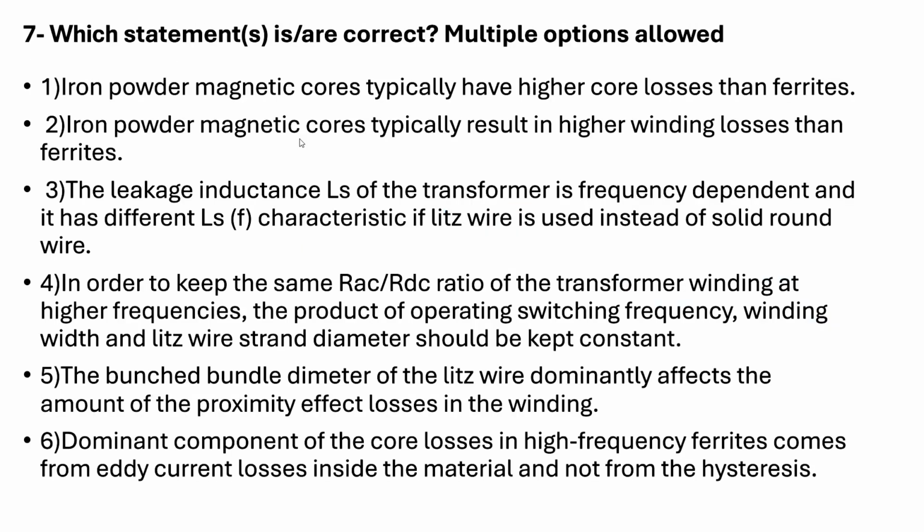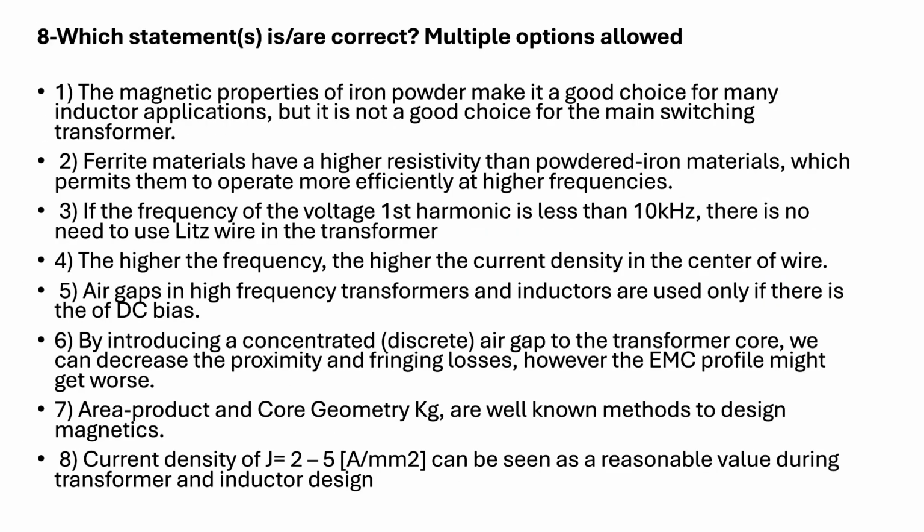And then here there are a lot of questions that you have to say either correct or wrong. But again, this is nightmare level. If you just read one of them, you realize that they are not easy. The magnetic properties of iron powder make it a good choice for many inductor applications. Ferrite materials have higher resistivity than powdered iron materials, which permits them to operate more efficiently.